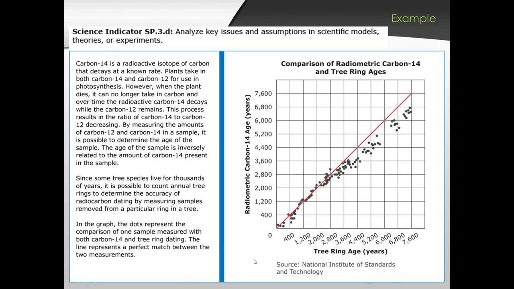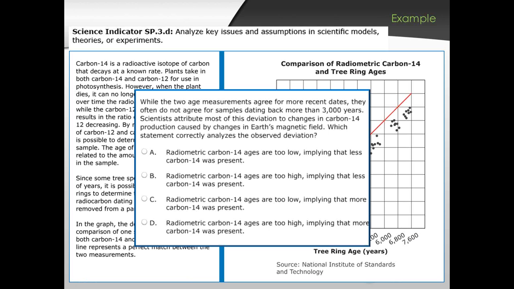Okay, so this could be a question. While the two age measurements agree for more recent dates, they often do not agree for samples dating back more than 3,000 years. Scientists attribute most of this deviation to changes in carbon-14 production. Okay. Which statement correctly analyzes the observed deviation? Boy, there's some science words there, like deviation, magnetic field. Do I really need to know a whole lot about carbon-14, whatever that is?